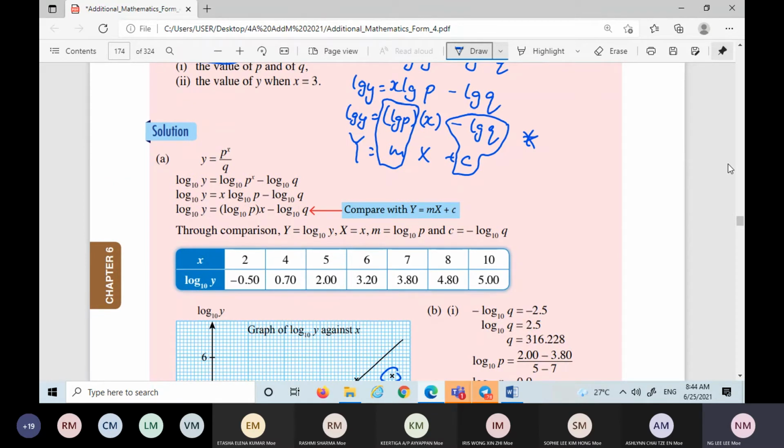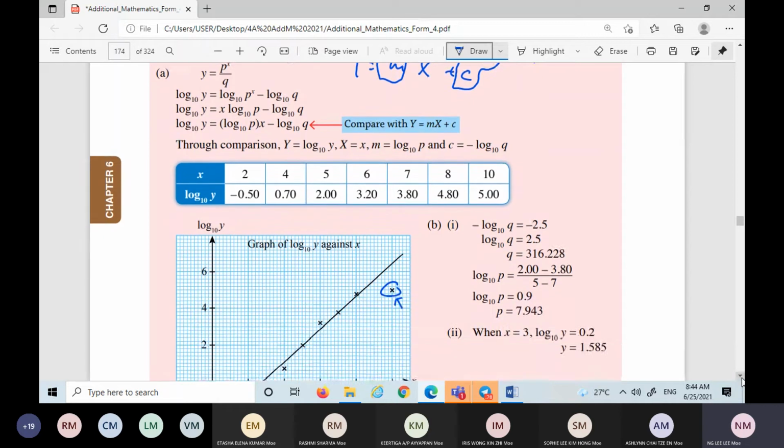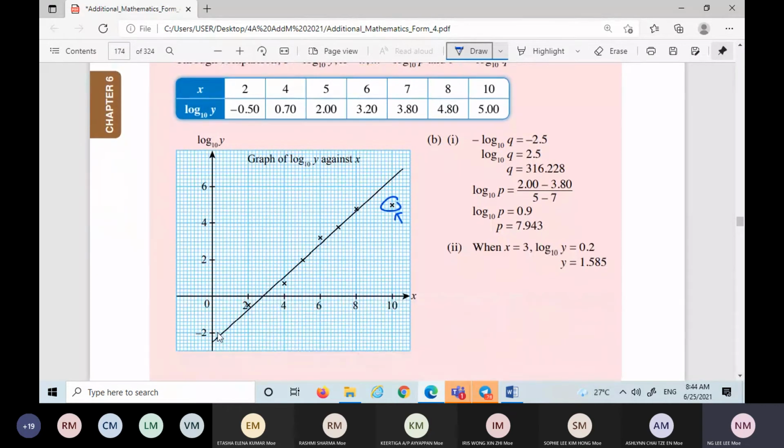Let us see the graph. It's at negative 2.5. So from here you get the Q. You see the final answer, all this is still 4 significant figures with minimum 2 decimal places. This is minimum. This is more than 4 significant figures already, but this is minimum. You can give more than, but cannot give less than. Okay, number 2.